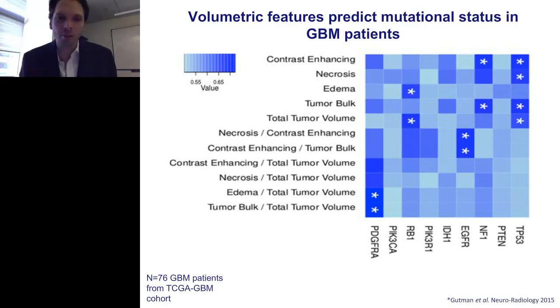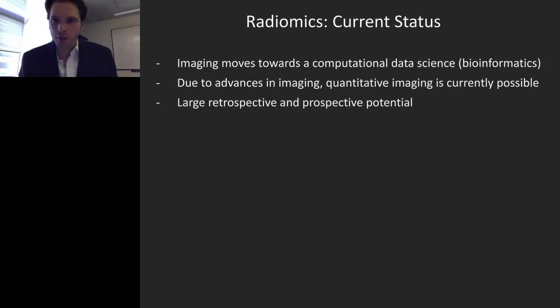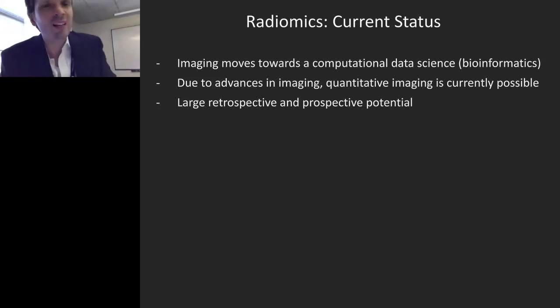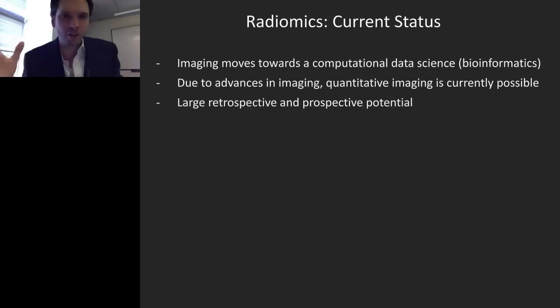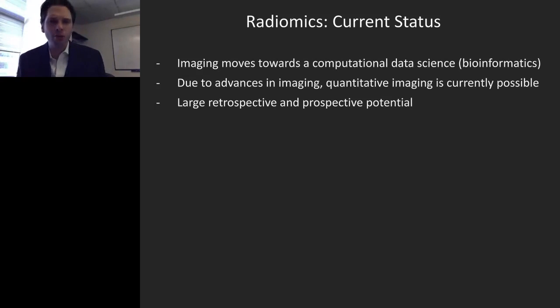All right. So I think I'm almost done. So this is the current status of radiomics. We really see that imaging moves more and more towards a computational data science. The imaging community can really learn a lot, I think, from the bioinformatics community with sharing of code and sharing of data, which is almost never done now in the imaging community, although the last couple of years it's getting better. But also, due to advances in imaging, the scanners get better, the protocols get more standardized. Now with the data that's being generated in more modern hospitals, we can really extract quantitative data from this imaging data.